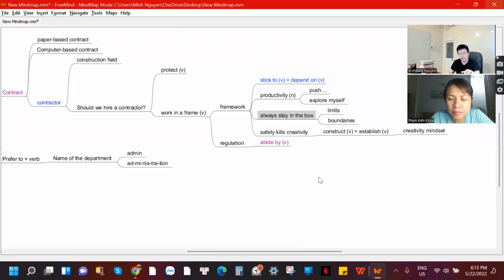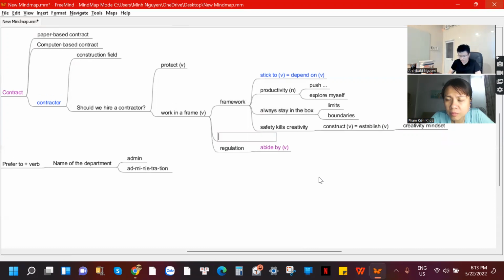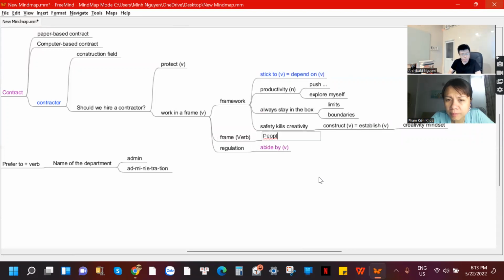Okay, so right here, let's explore more. What about you, Miss An? Right now, when you work, do you need to be framed by the framework of the company? Right here, I have the action verb frame. I can say that people frame me in the box of framework. So right here we have the word frame as an action and framework as a noun in English.